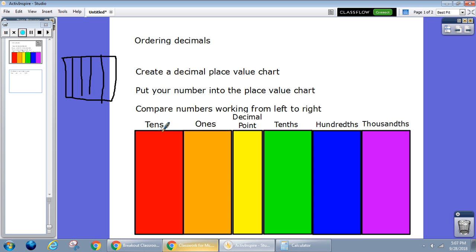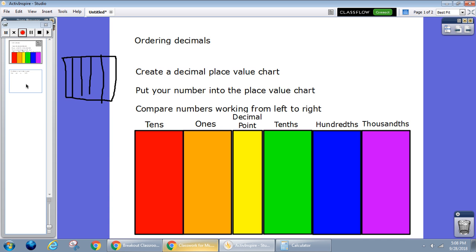You have your tens, ones, those are your whole numbers. Then you have your decimal point here, your tenths, hundredths, and then thousandths. We're only going to the thousandths place in 5th grade. So you're going to put your number in the place value chart, making sure you line up that decimal point and anything that's going ahead of it or behind it. And then you want to compare your numbers. You start at the left and go to the right.